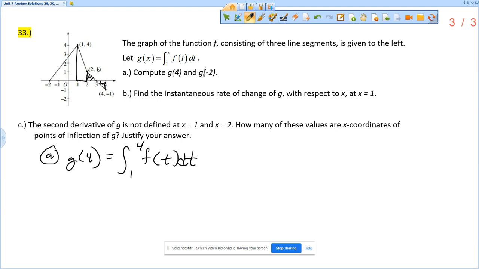Now, first thing that you want to notice is that this triangle here above the x-axis and this triangle here below the x-axis are actually just opposites of each other. They're the same size, so they would just cancel out. But we'll do all that work. So the first one, the trapezoid.